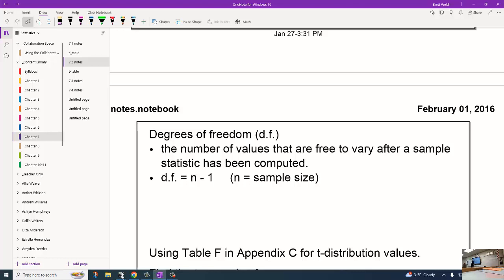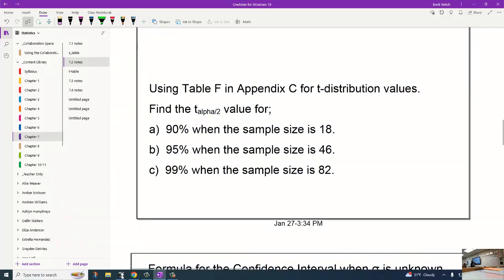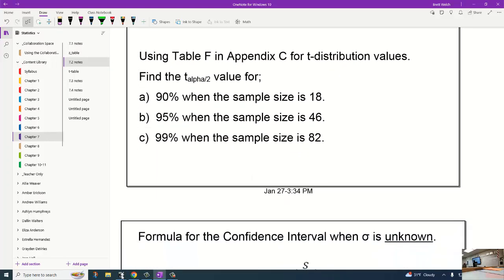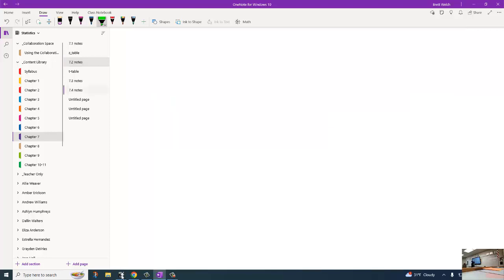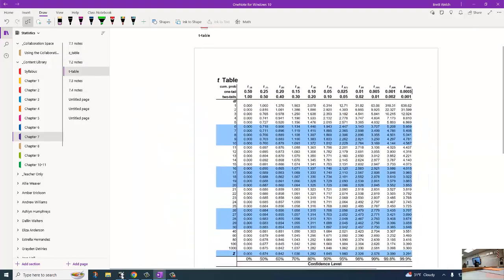We need to learn how to use that table that you have in front of you. Okay, so we're going to try to do these three calculations to build confidence intervals. This 90%, 95%, and 99% are confidence intervals. And these are our sample size and values. Okay? So you guys have that page out in front of you. Get your table out. Let's look at the table together. Pull up your t-table. It should look something like this.